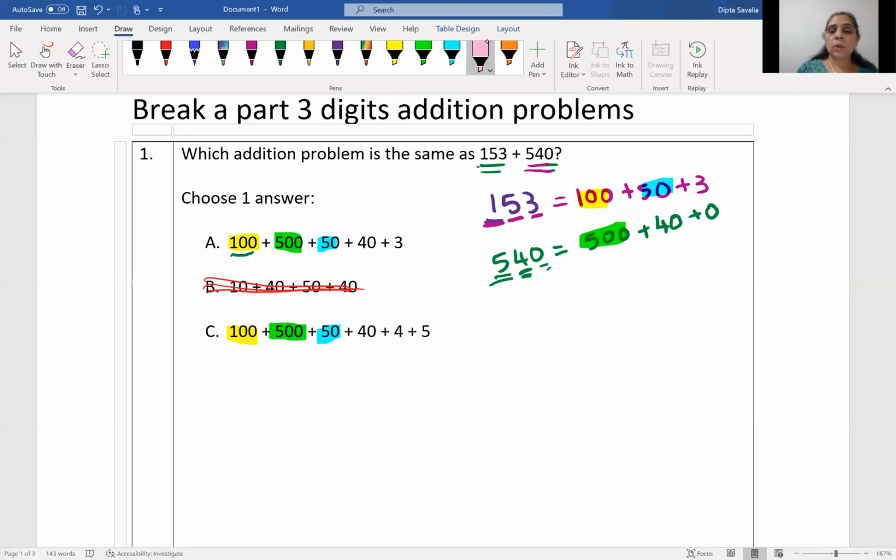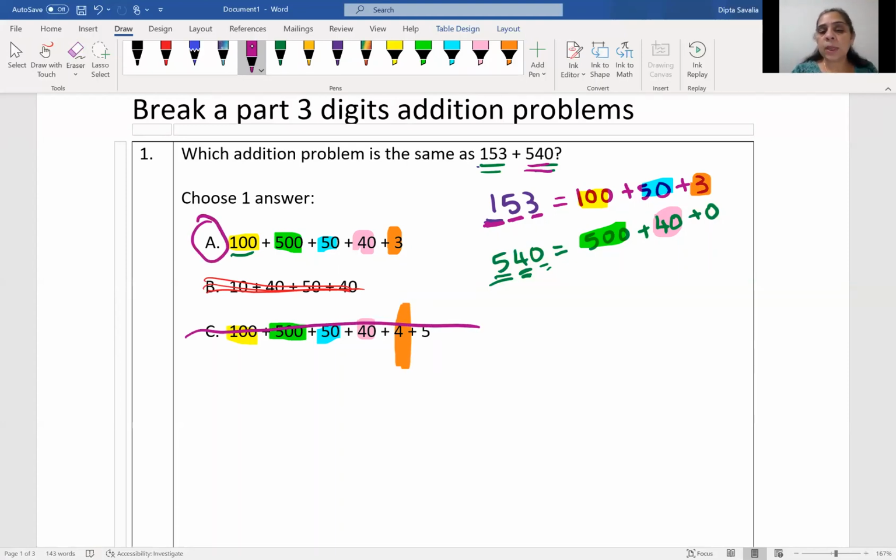Next, how many tens do we have in the second number? We have 40. I have 40 here, I have 40 here. All right, let's see the last one. How many ones do we have? 3. I have 3 here. I have 4 here, so that is wrong. So I can eliminate this one. So my answer is A.